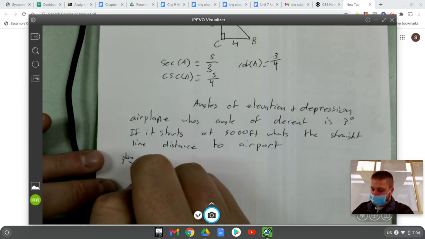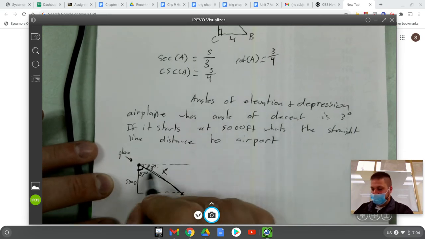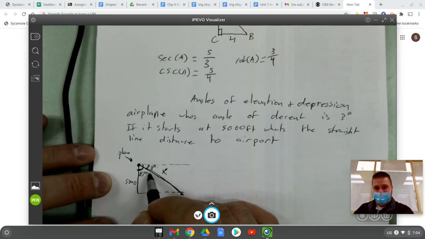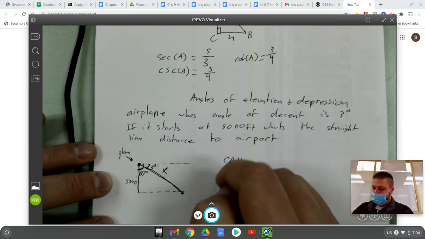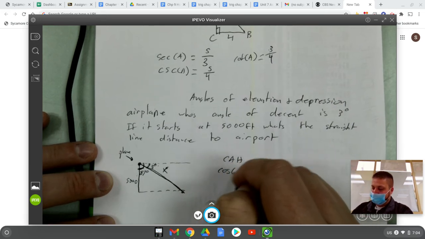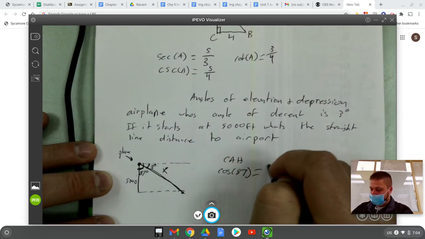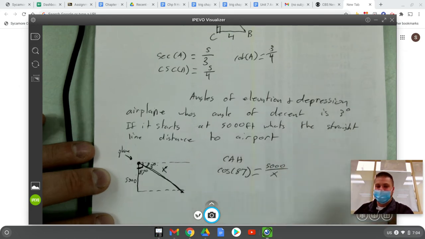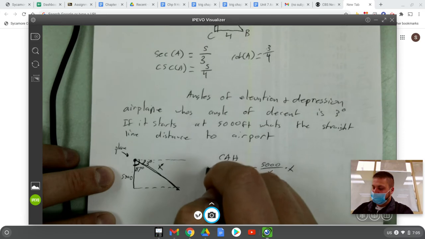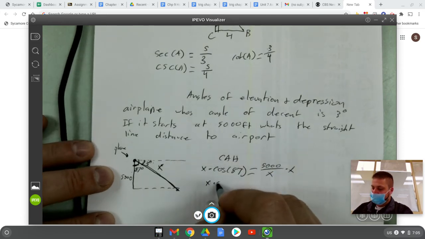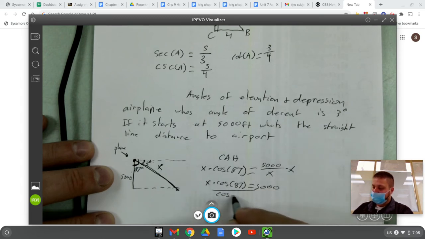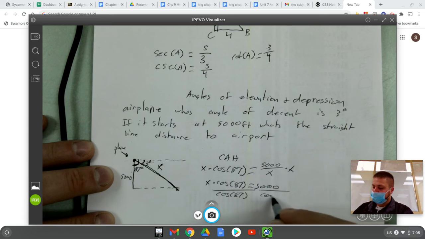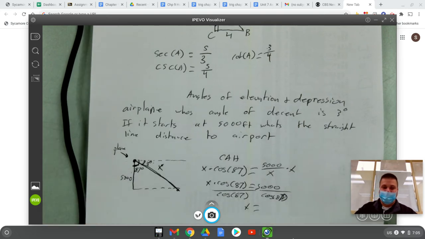Now I just have to ask myself, what two sides do I have in comparison to this 87-degree angle? I have adjacent and hypotenuse. That's CAH, so the cosine of the 87-degree angle is equal to adjacent, 5,000, over hypotenuse, which is x. I can't solve for x as long as it's on the bottom. So I've got x times the cosine of 87 equals 5,000. Now I just divide by the cosine of 87, and I get that x equals, well, let's type that in here.